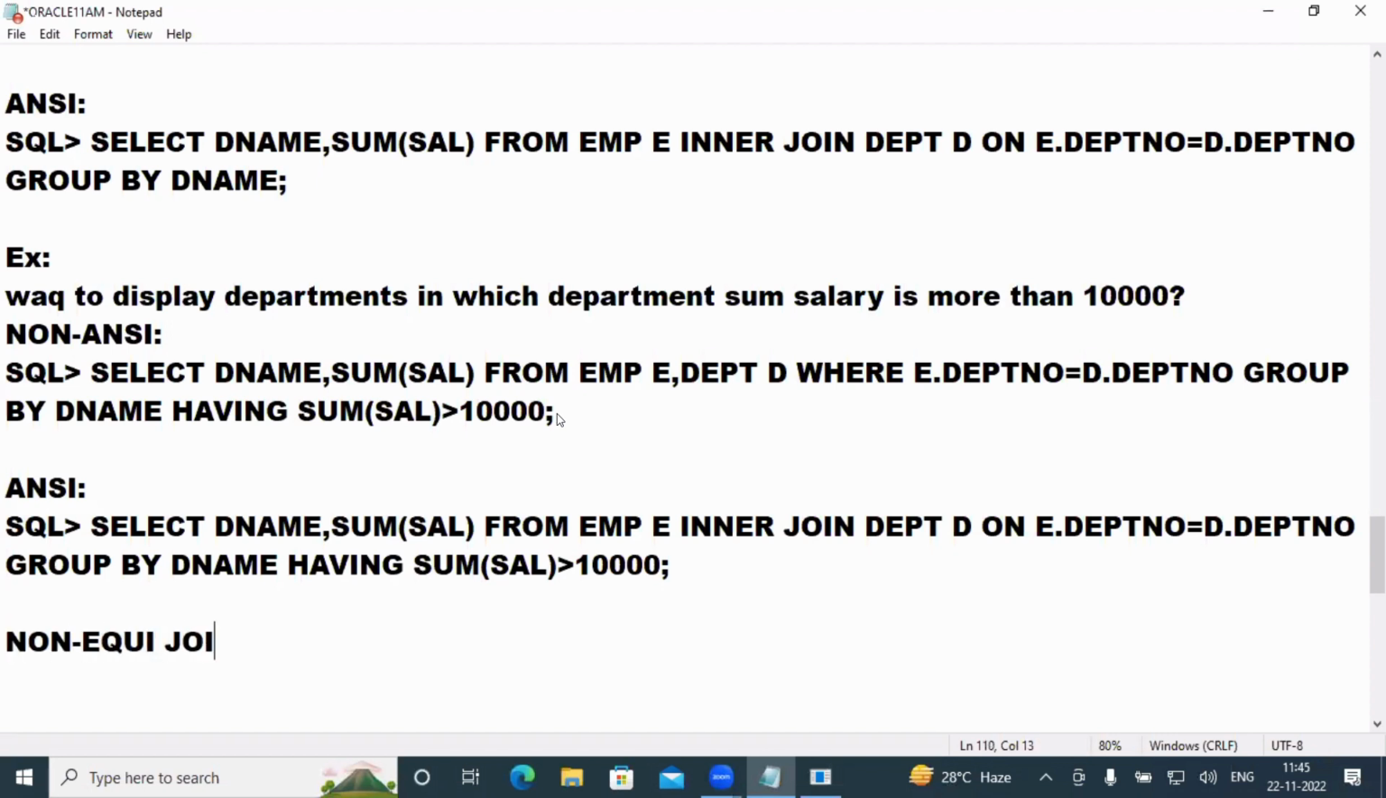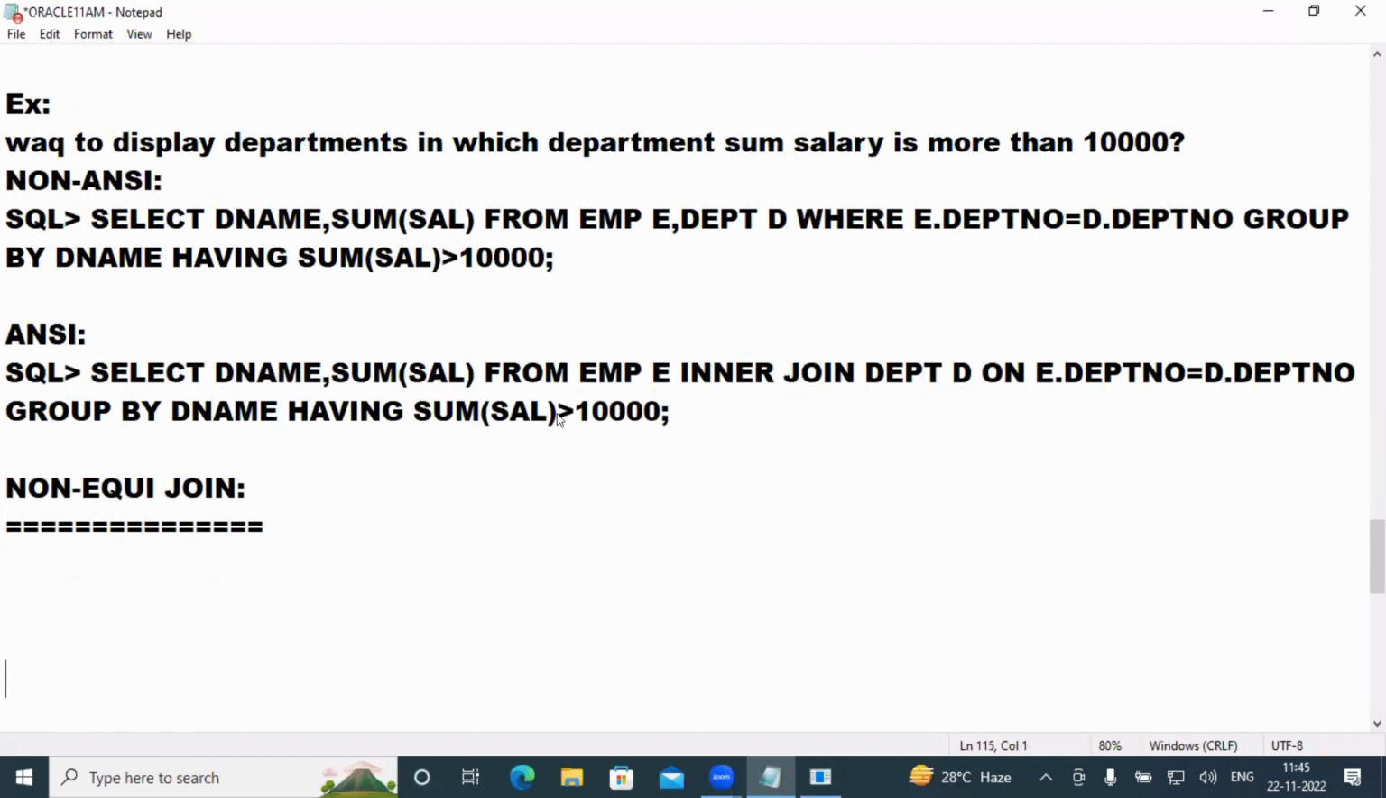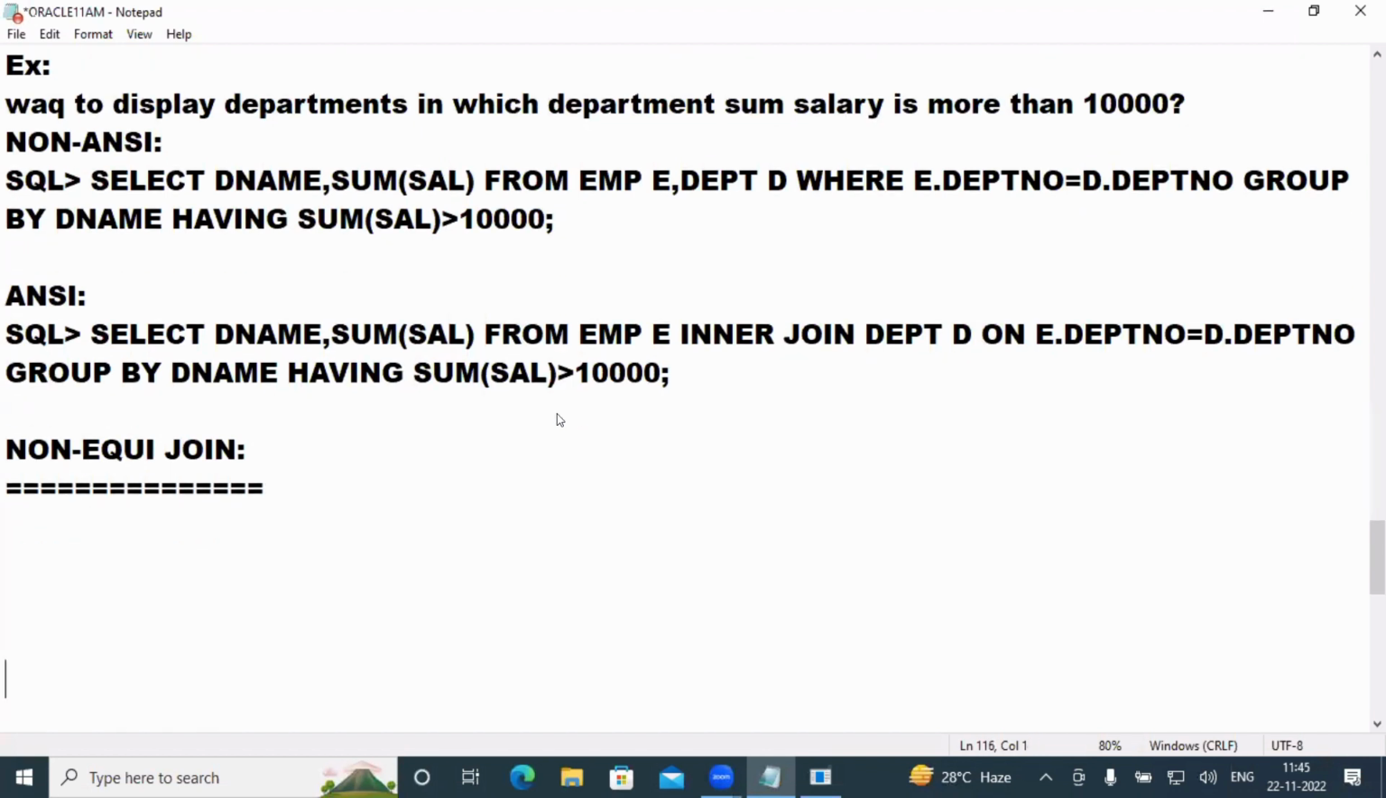Okay, so next we observe non-equi-join. So what does non-equi-join mean? It's quite the opposite of your equi-join. What we said, equi-join retrieves the data based on an equal operator, so joining the tables based on an equal operator. That is called an equi-join. But non-equi means quite the opposite.